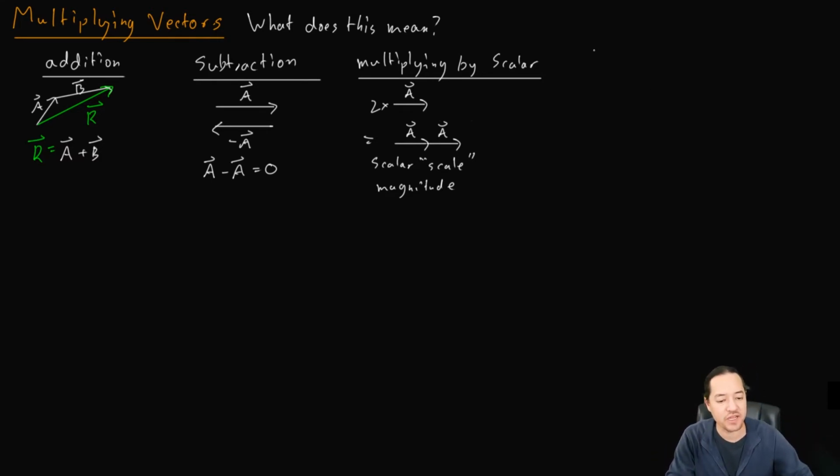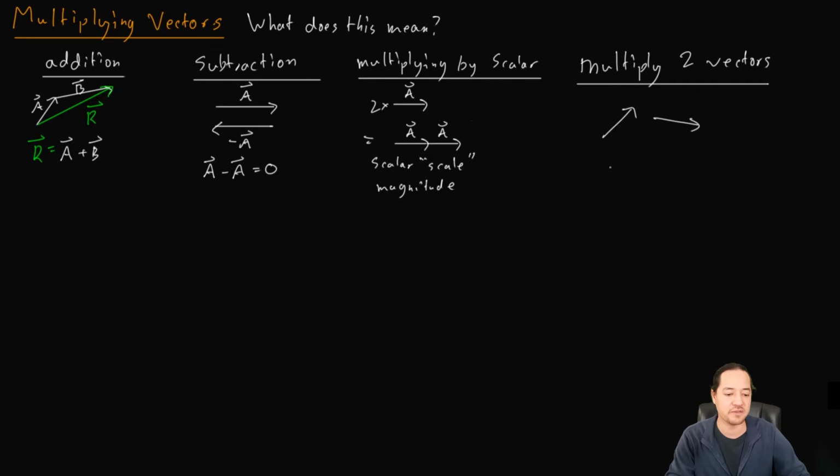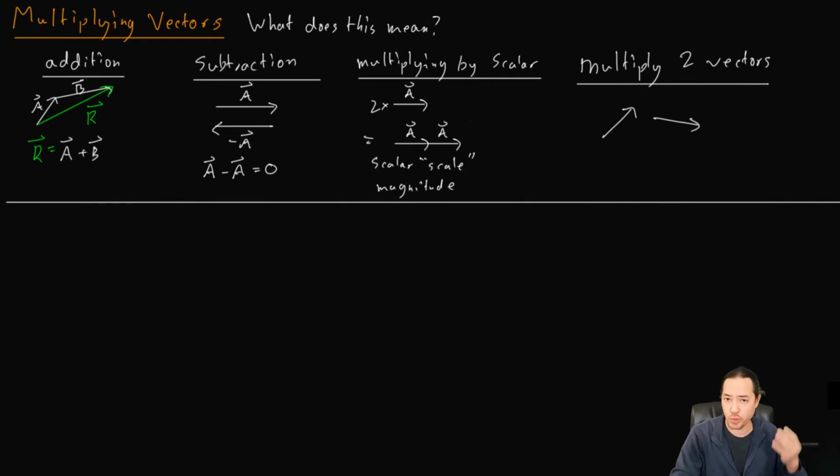But now we're moving on to the next part, the hard part, the interesting part, about what happens when we multiply two vectors together. What does this even mean? If we have two random vectors and we multiply them together, what do we get? How do we get anything? All right, so let's try and build a little bit of an intuition about what this might mean.